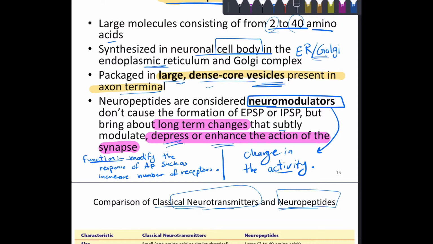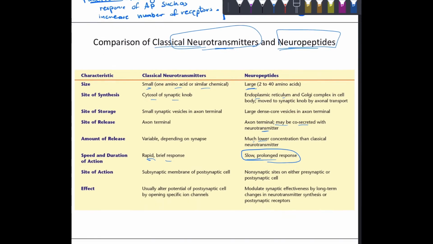كيف؟ هي ما تسبب لي لا EPSP excitatory post synaptic potential ولا inhibitory post synaptic potential، لكن ممكن تعدل على الأكشن potential اللي قاعد يصير. ممكن تخليه long term change، ممكن تخليه depressing or enhancing of the action of the synapse. يعني تعدل على graded potential سواء كان enhancing or depressing change in the activity itself، بس ما تسبب لي لا excitatory ولا inhibition post synaptic potential فقط.